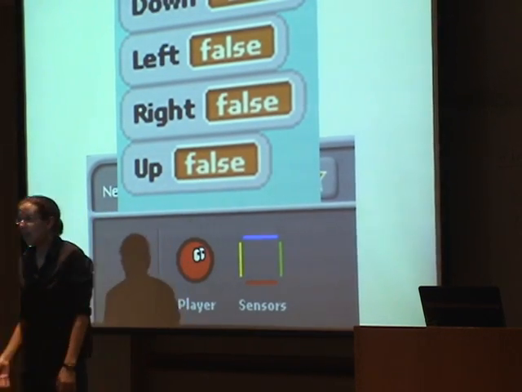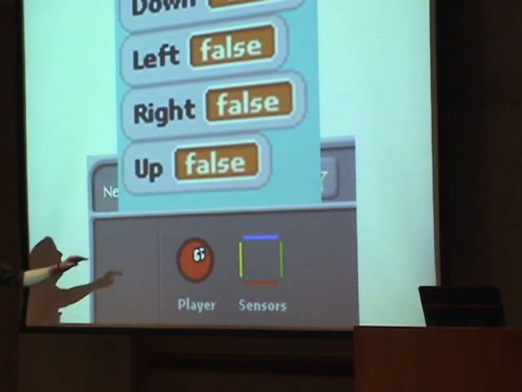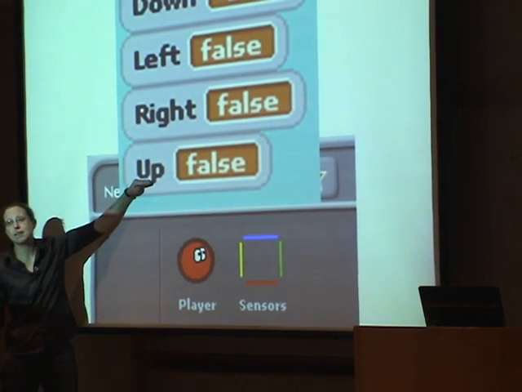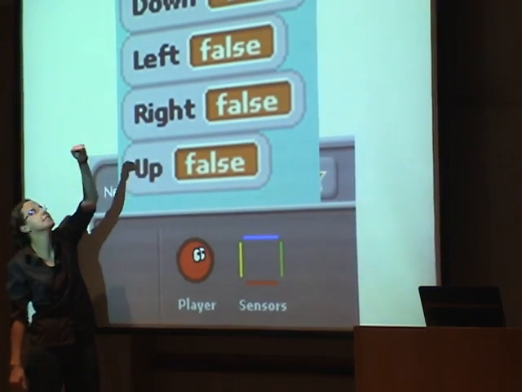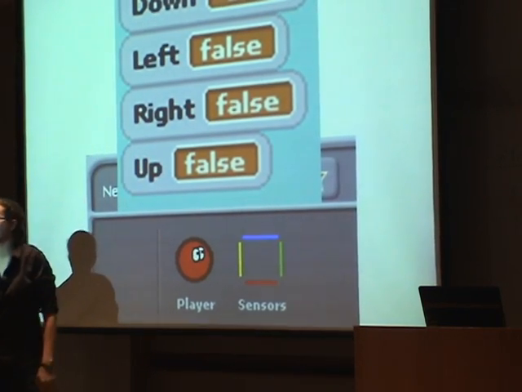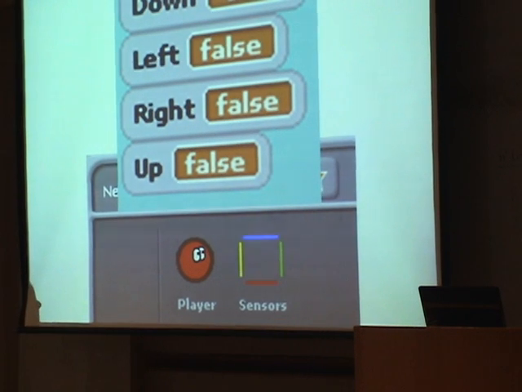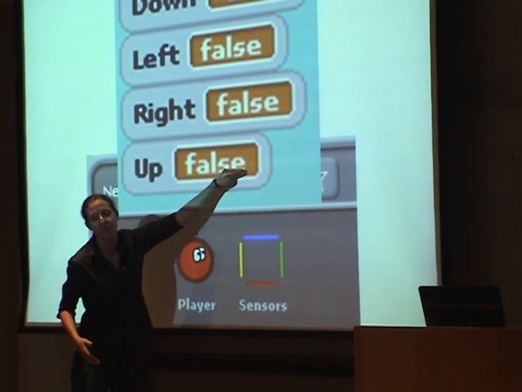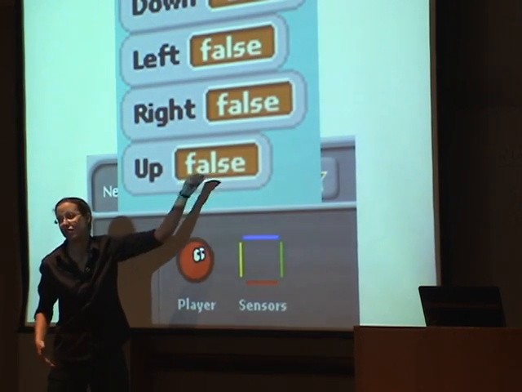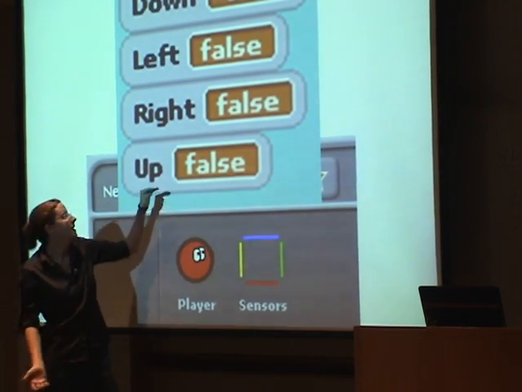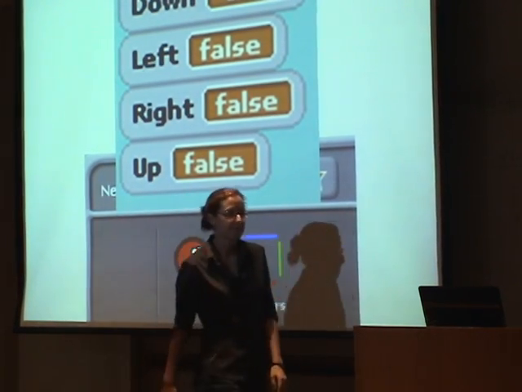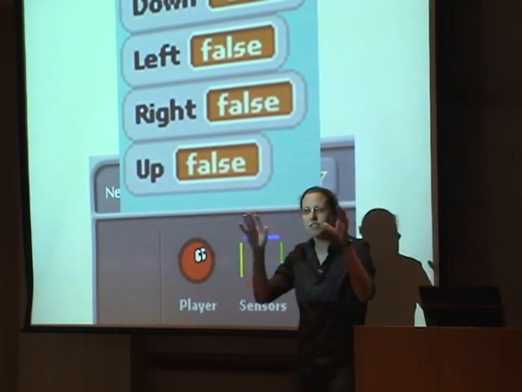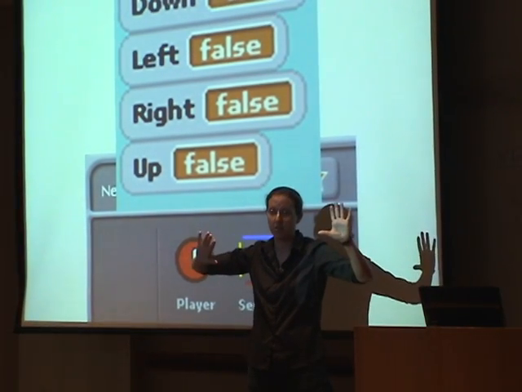Okay? But what each of these variables means is: Am I touching something on my up side? Am I touching something on my right side? Am I touching something on my left side? I've just had a lot more success with students where I'm saying literally false or no and yes. Actually, no and yes is probably even better. Is there something on my up side? No. Okay. So that's the general framework of how all this is going to work.